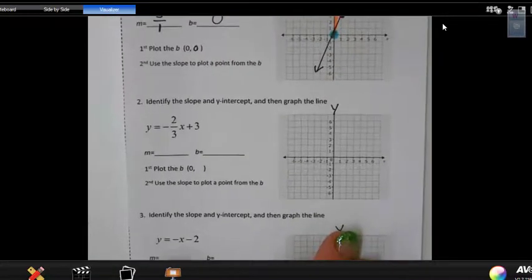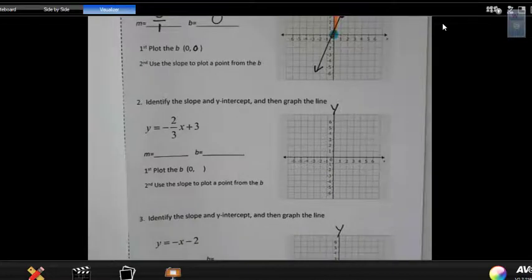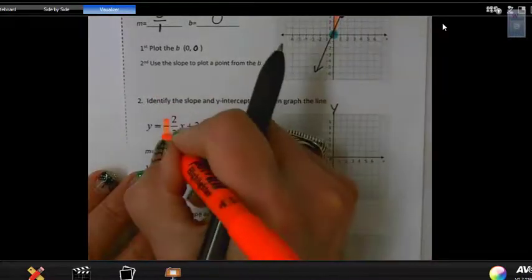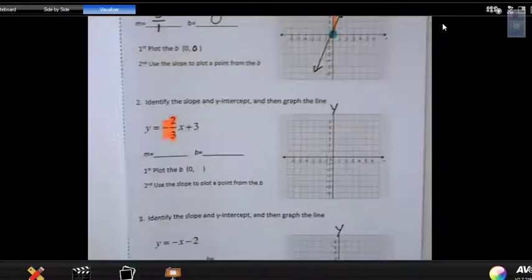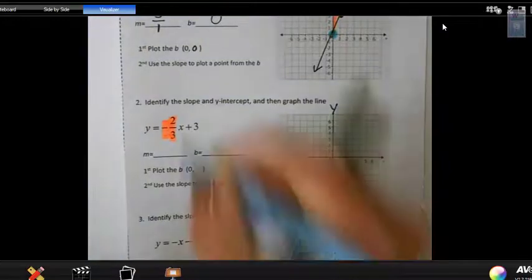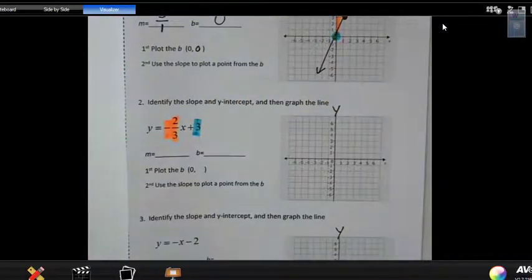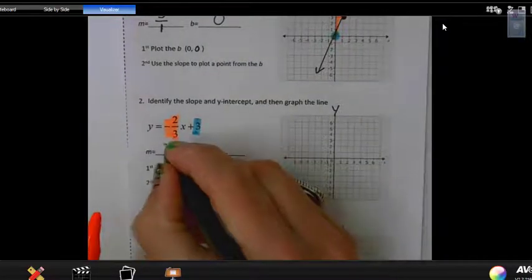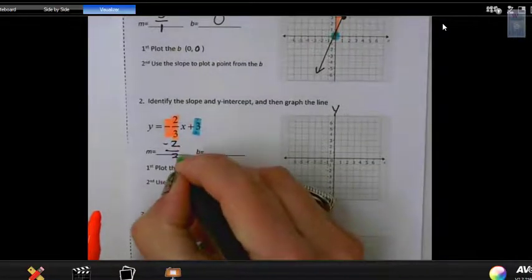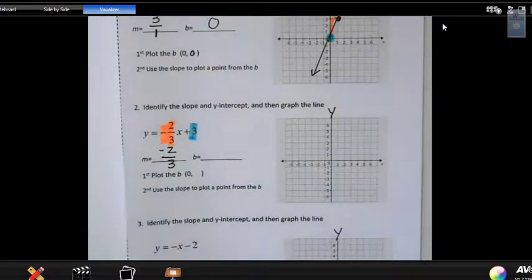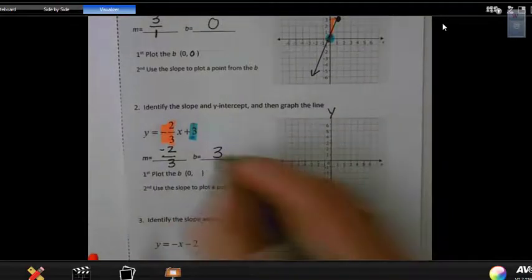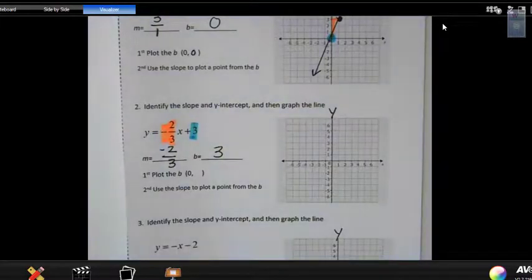Example 2. So again, the first thing I'm going to do is color code. So I have my slope and my y-intercept. Plug those values in. -2 over 3. We just want one negative on that, and I always like to put it with the numerator. And we have 3 for the y-intercept.